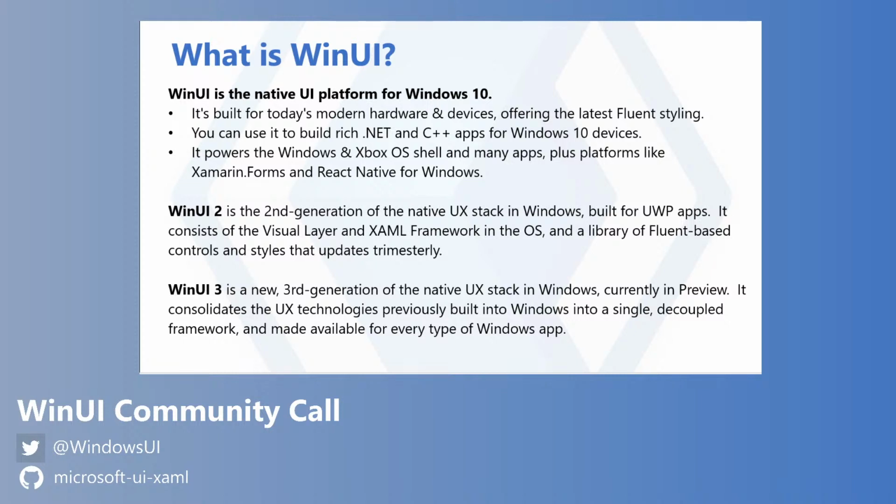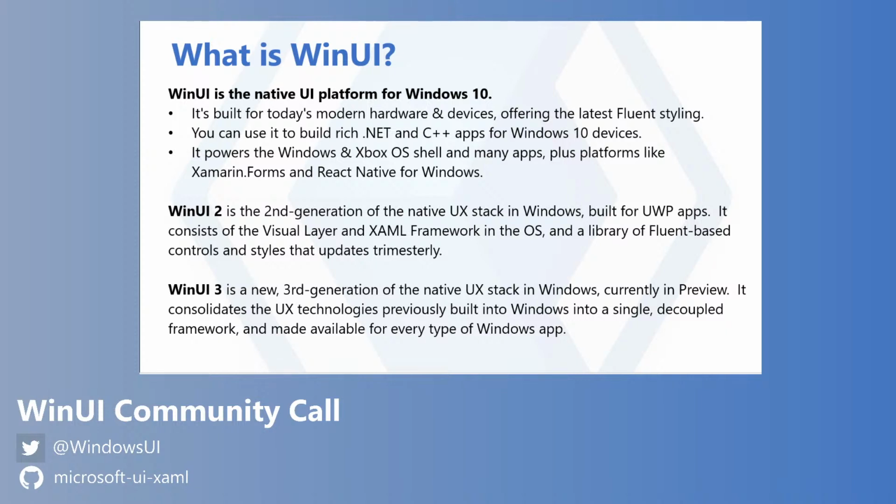So we have WinUI 2 and WinUI 3. WinUI 2 is the second generation of this native UX stack in Windows, and it's built for UWP apps only. So WinUI 2 consists of the visual layer and the XAML framework in the operating system, as well as a library of Fluent-based controls and styles, and we usually ship updates to WinUI 2 trimesterally.